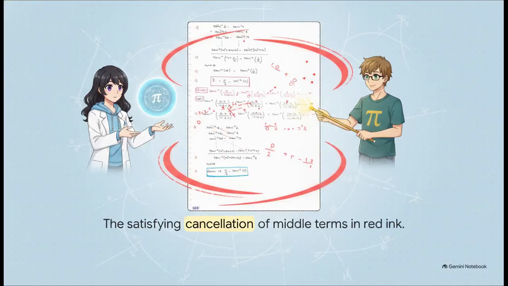And here is the payoff. When you write out the expanded series vertically, watch how the middle terms just beautifully destroy each other in red ink. A positive tangent inverse of 2 is wiped out by a negative tangent inverse of 2. Positive 3 wipes out negative 3. This cascading cancellation slices right through the heart of the series, leaving only the very first term and the very last term standing. Think about that. A terrifying infinite series collapses down to just pi over 2 minus tangent inverse of 2. It is, frankly, a masterpiece of algebraic structuring.